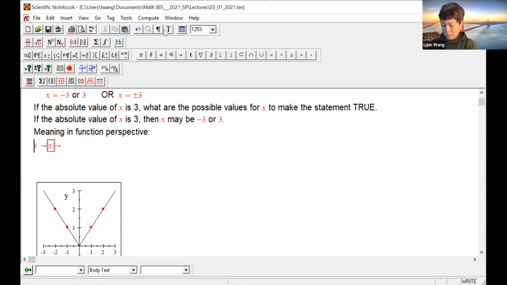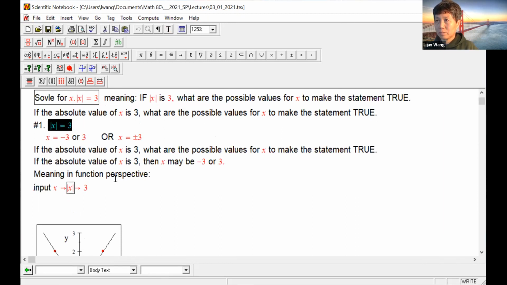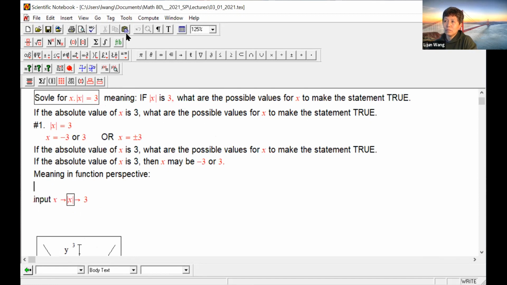Let me draw that. The input is x, the output is 3. That's what it tells you. This tells you we don't know the input, but we know the output is 3. How do I know the output is 3? Because it's written that way.